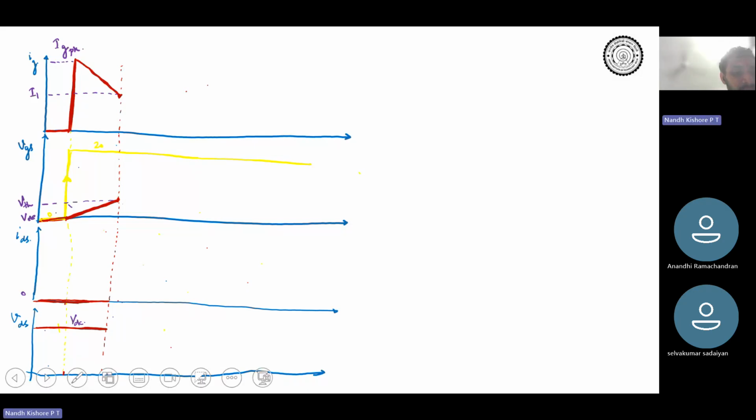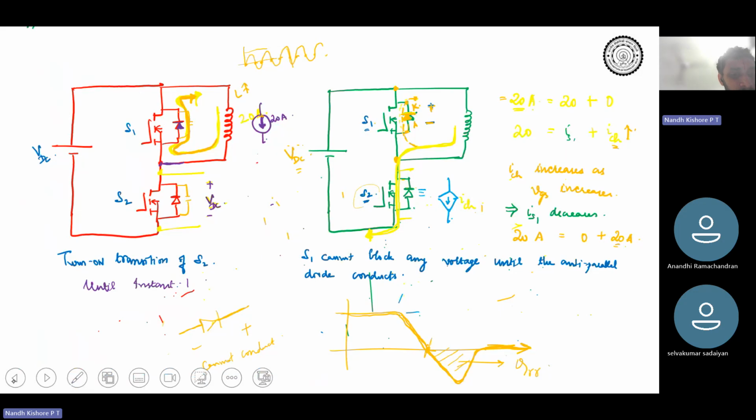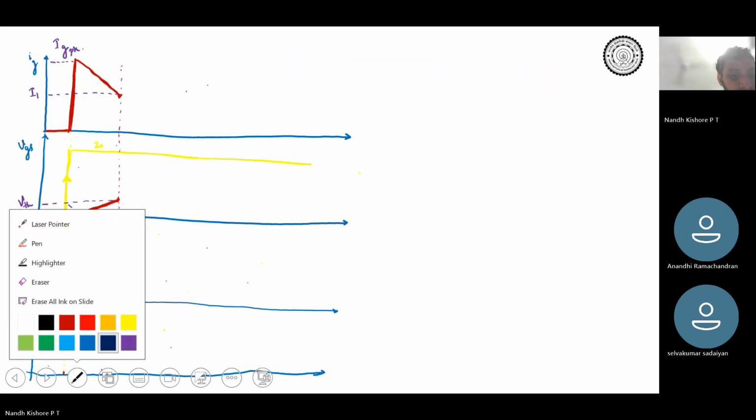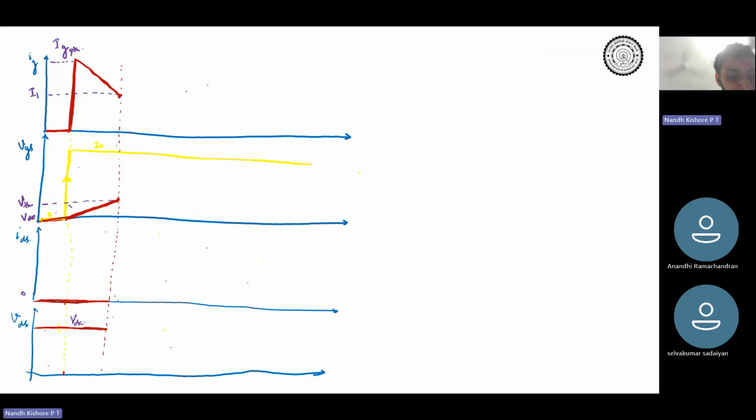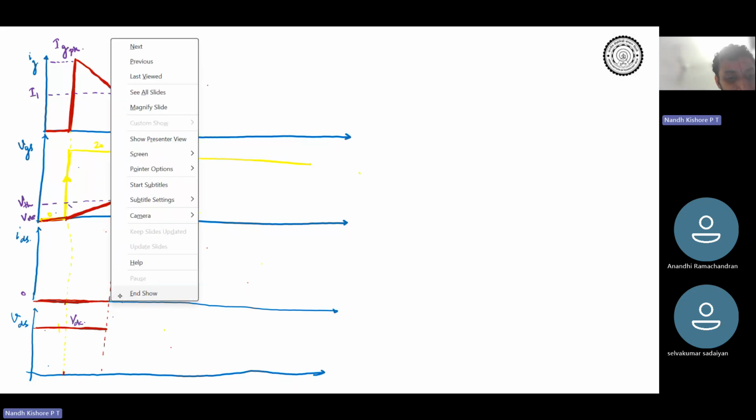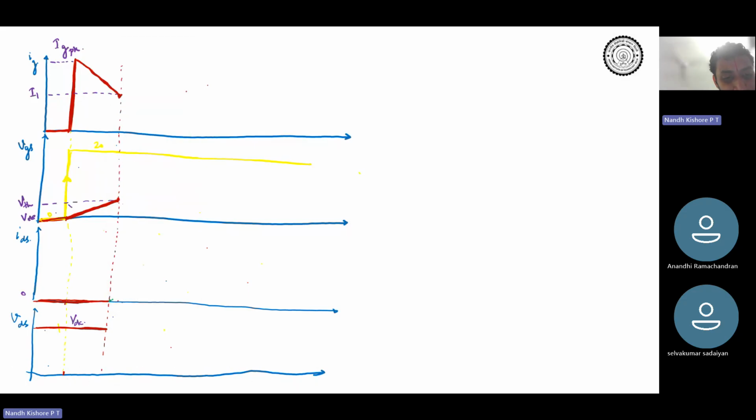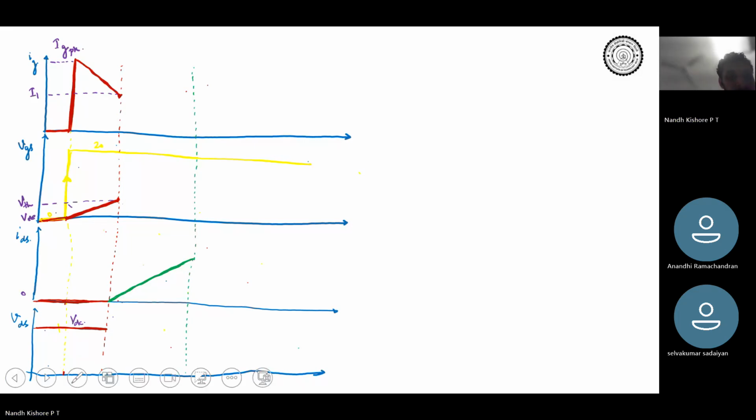So then what happened? Beyond that, we saw that the device was in saturation region, so the current increased from 0 towards IL, and finally it hit IL. Let's say this is the point at which we hit IL, and this is your current rise time, as we call it.